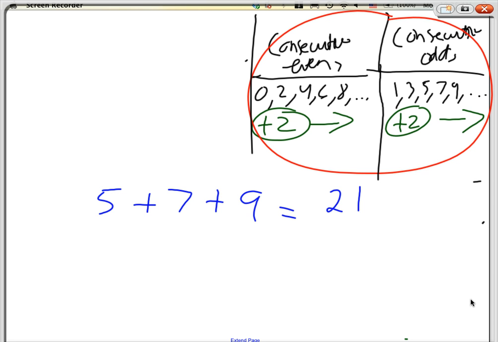21, right? So watch what happened. Here's my first consecutive odd number. Here's my second consecutive odd. Here's my third consecutive odd. So we're doing consecutive odd numbers, right?